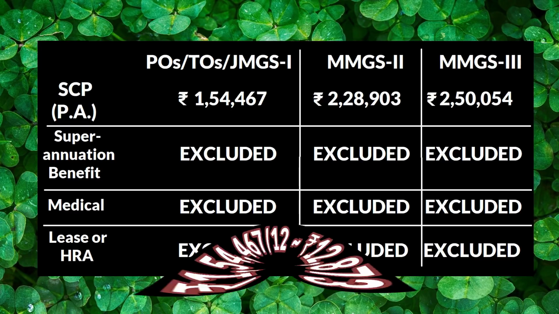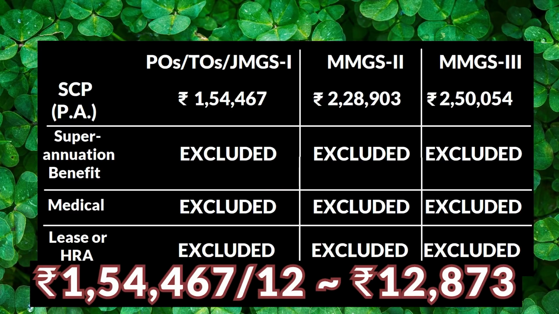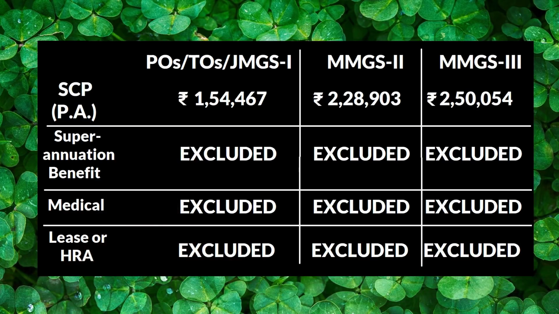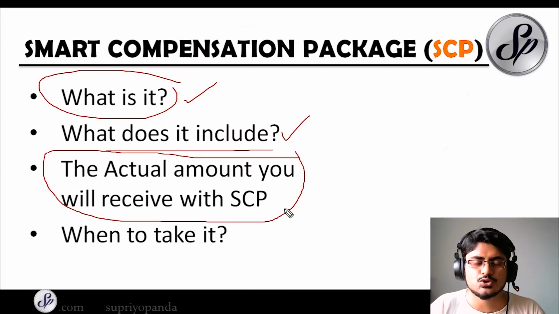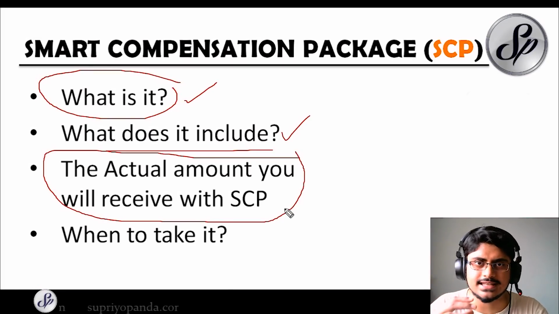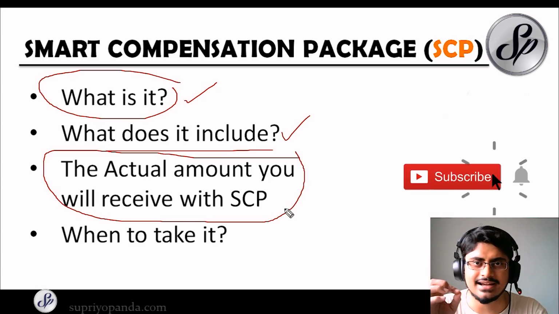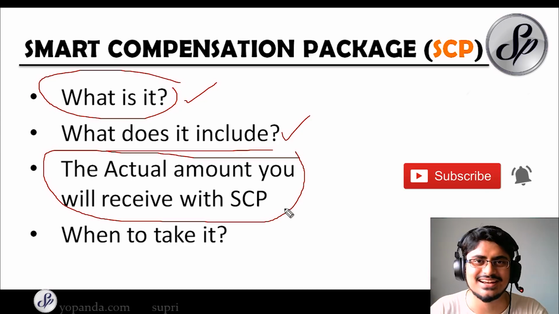PO. So per month how much is it? It is about 12,873 rupees per month. Now as you see over here, the superannuation benefits will be existing. So all of those things are actually remaining intact. The medical also will be excluded, and the leased accommodation or the HRA, these are also excluded. So these things are excluded and only the perquisites are included in this Smart Compensation Package. So now you understand perfectly about the SCP, the actual amount that you can add, and this is actually what I was talking about when I mentioned that you can get extra salary.